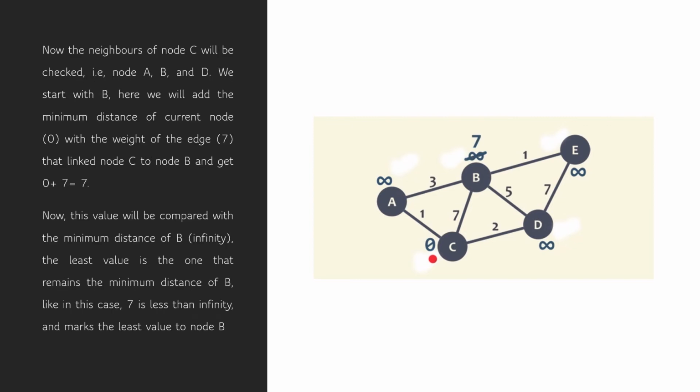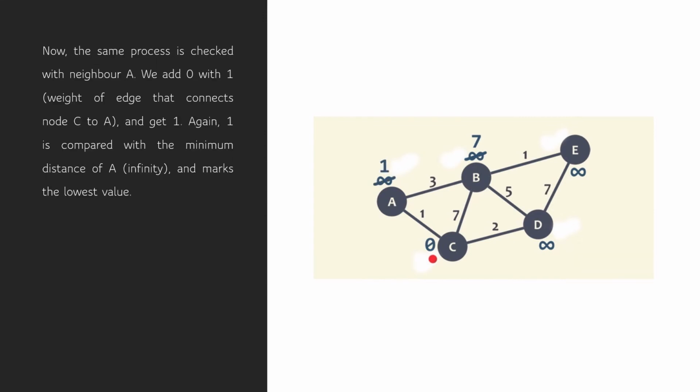Now the neighbors of node C will be checked, which are node A, B and D. We start with B. Here we add the minimum distance of the current node, 0, with the weight of the edge, 7, that links node C to node B, and get 0 plus 7 equals 7. Now this value will be compared with the minimum distance of B, which is infinity. The least value is the one that remains the minimum distance of B. In this case, 7 is less than infinity, so we mark the least value at node B.